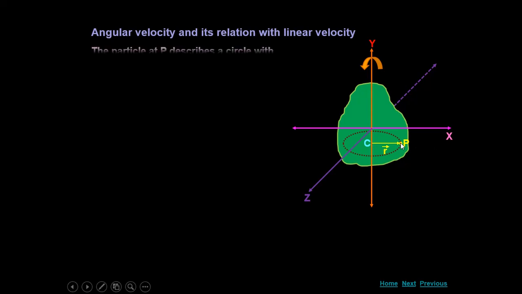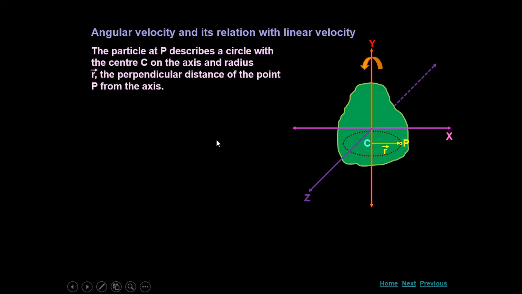And if I draw the tangent at this point, the tangent gives the direction of linear velocity. Then if the particle moves from P to P dash on a circular path, it keeps rotating like this, and suppose it has moved from here to here. If it moves from P to P dash, then this is the position vector of P dash.